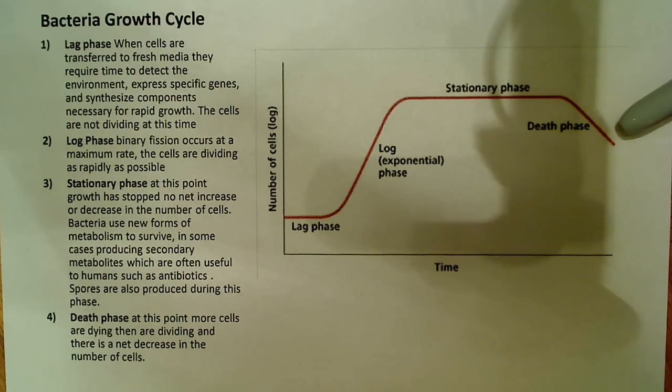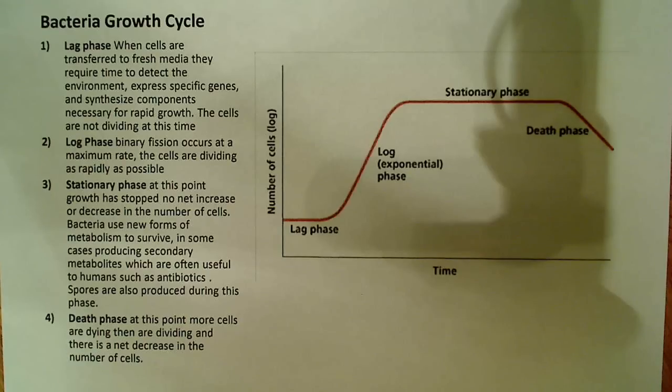At this point, more cells are dying than are dividing. What ends up happening here is that there's a net decrease in the number of cells. Fewer cells dividing and more cells dying results in a net decrease in the number of cells. So that's basically what's going on here with the curve.